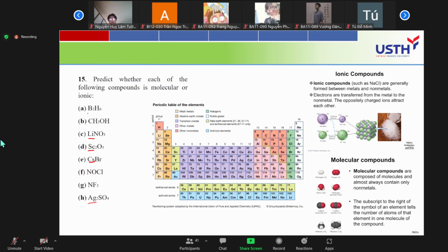For example, boron and hydrogen can be considered non-metals, right? Carbon, hydrogen, oxygen are non-metals. Nitrogen, oxygen, chlorine are non-metals. Nitrogen and fluorine also. So these ones are molecular, and the others are ionic.